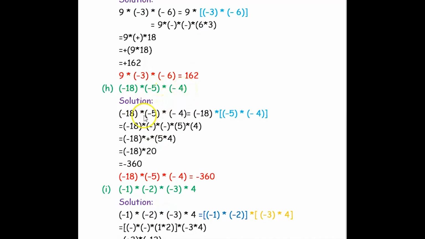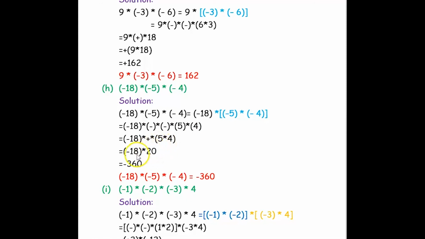So now we are going to associate it. So negative 18 into negative 5 into negative 4. So now I am associating negative 5 into negative 4 and I am doing the calculation for that first, and then with that I am multiplying negative 18. So negative 18 into negative 5 into negative 4. So negative into negative will become positive. And I am writing 5 into 4. So 5 into 4 is 20.